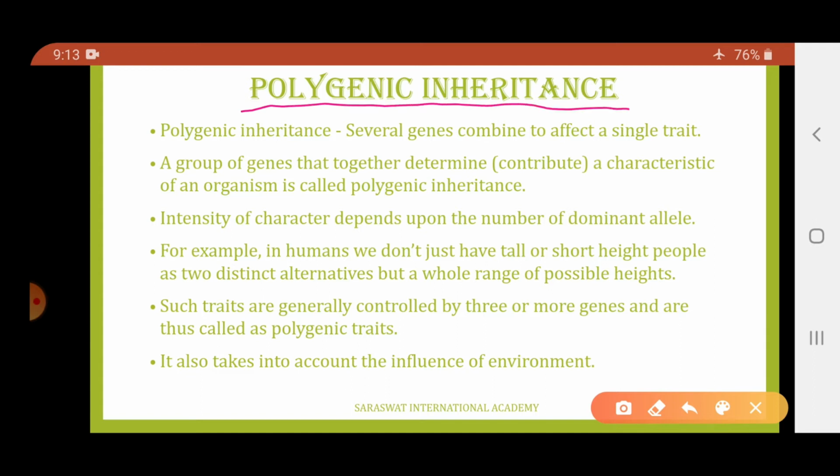Now students, what is polygenic inheritance? Till now we know that a gene which occurs in a pair, a single gene pair, is responsible for giving a particular trait, a particular character. Till now we have studied that. But students, there are certain characters where not a single gene but more than one pair of genes combine together and give the effect.